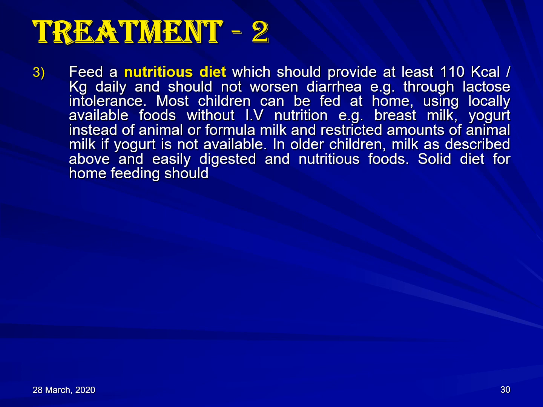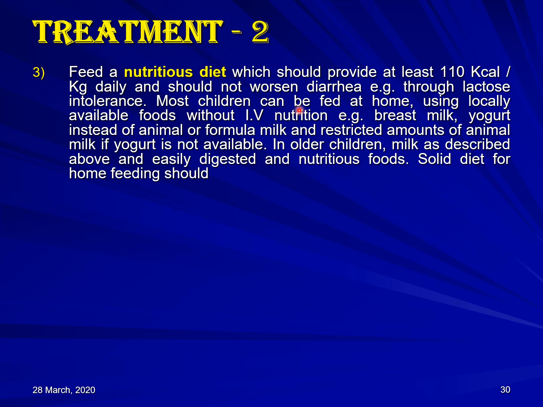A nutritious diet is very important. As we said, the cornerstone of the treatment is nutrition. We should provide at least 110 kilocalories per kg daily and should not worsen the diarrhea, which means we should not give an item that makes the diarrhea worse, for example through lactose intolerance. We should not give lactose formula to a patient with persistent diarrhea.